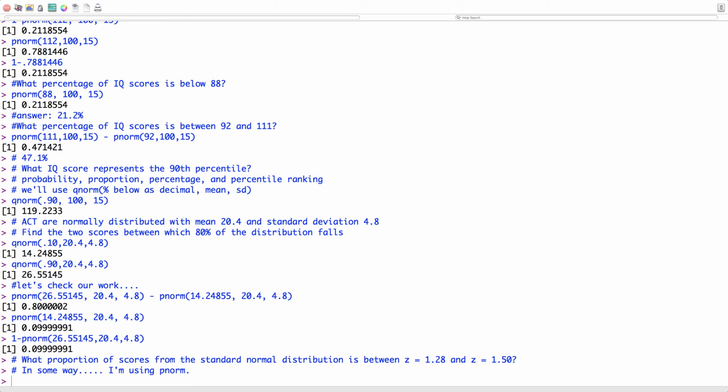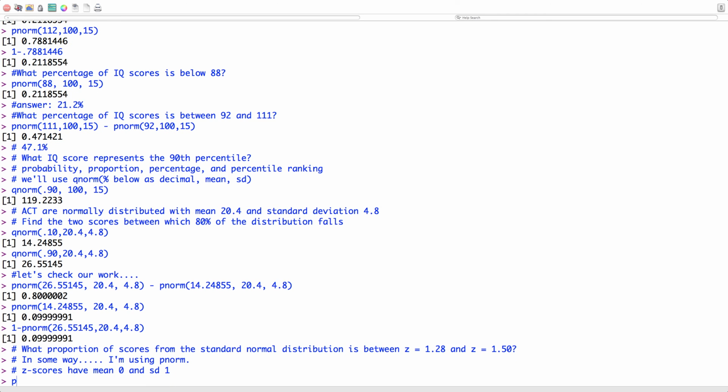Let's go back to what we talked about before. If we want the area between two values, we're going to use the difference in pnorms. What else do we know? Well, we know z-scores have mean 0 and standard deviation 1. So guys, it's going to be an easy problem. pnorm(1.50, 0, 1) minus pnorm(1.28, 0, 1).